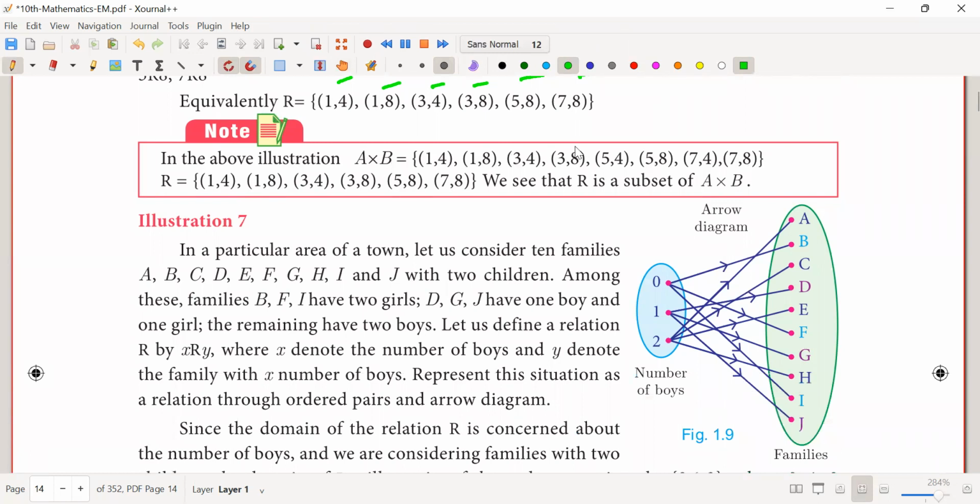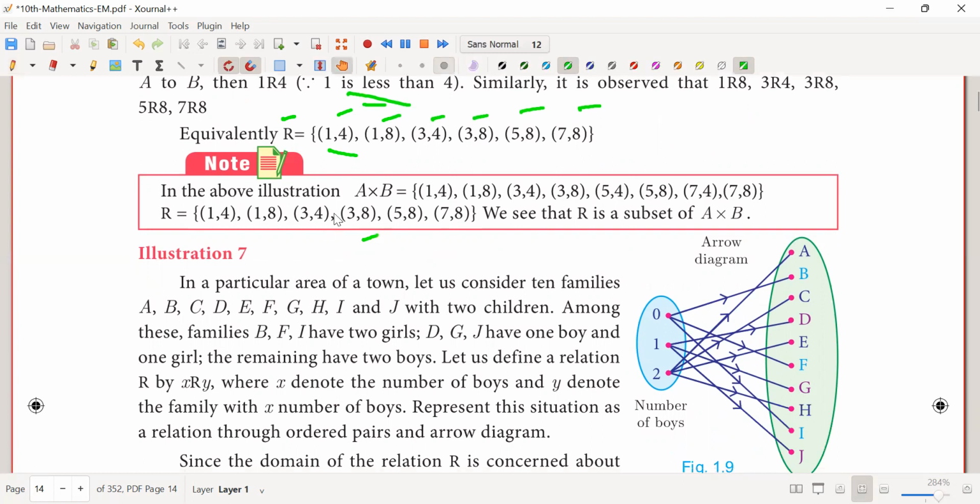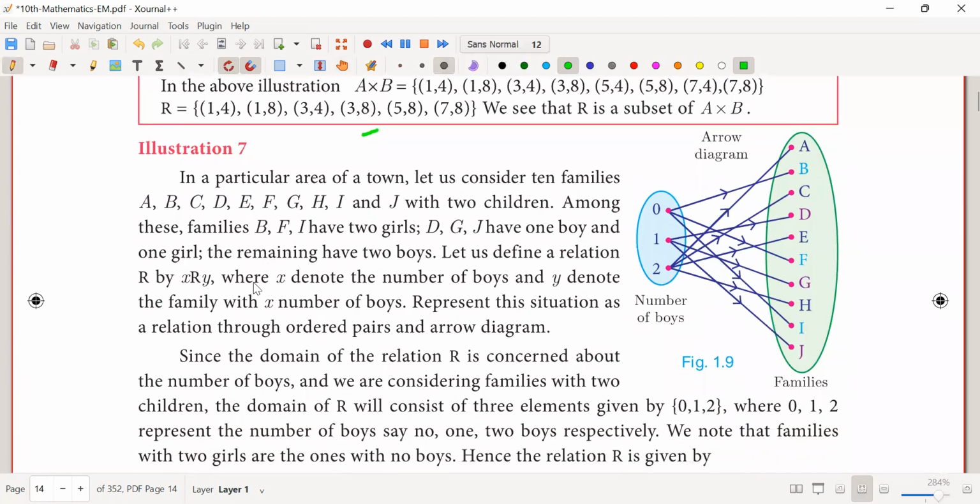A cross B, we would be getting all the sets. But the R which we got is a subset of this A cross B. The relation which we defined is definitely a subset of this. That's what they are trying to answer.